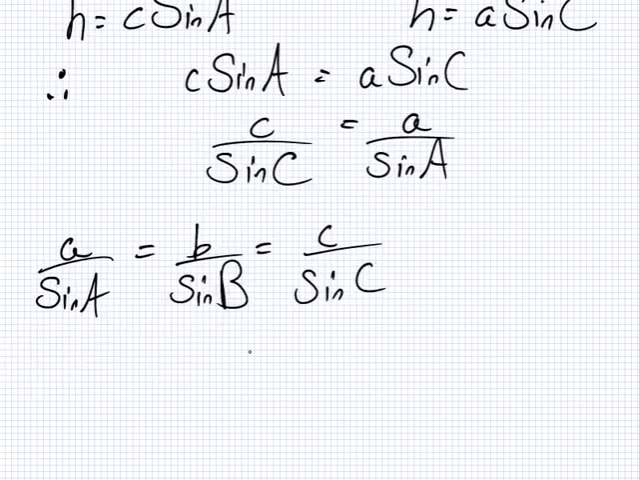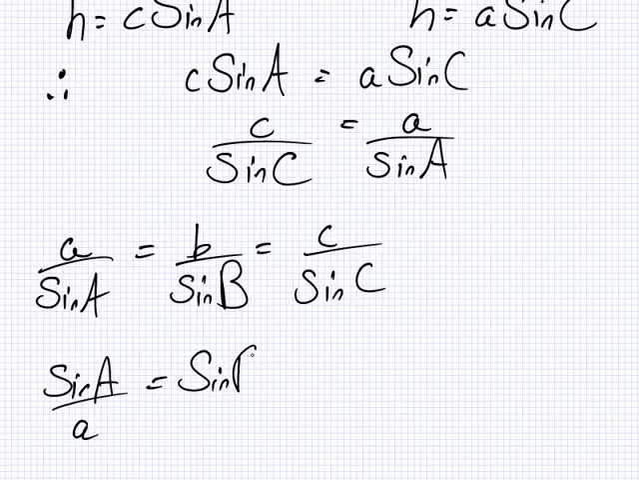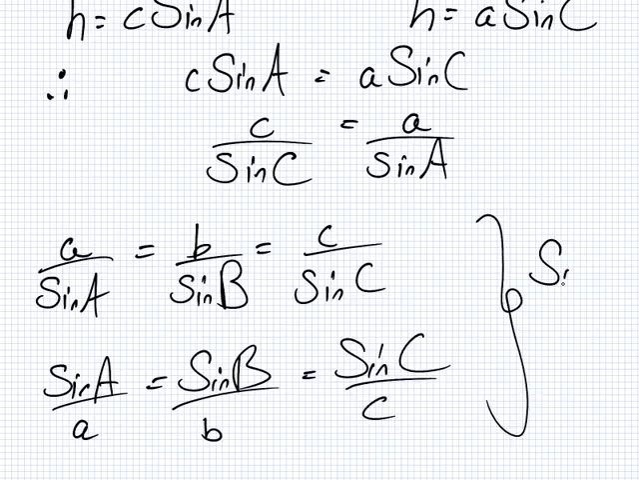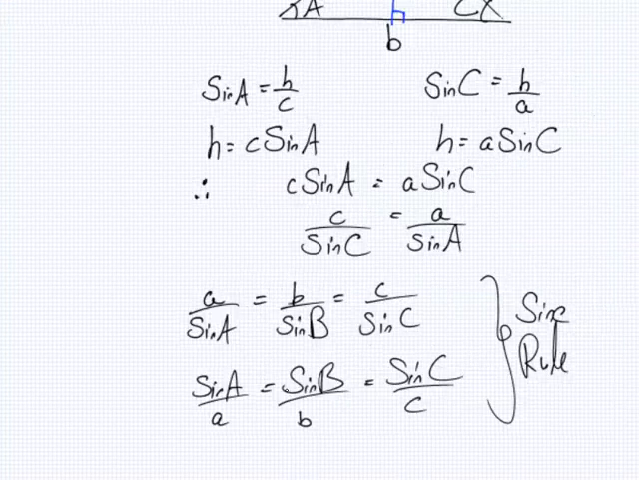Or you can flip it as well. You can also say sine A over A equals sine B over B equals sine C over C. So this is what I mean when I say the sine rule. So when you write this down, we'll look at an example of how to use this rule.